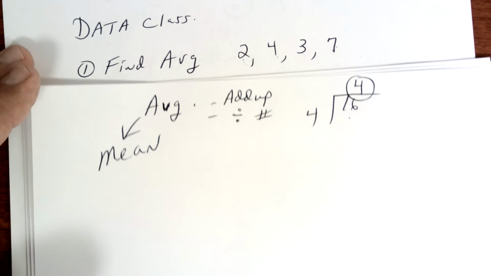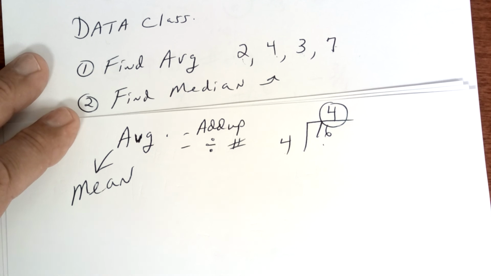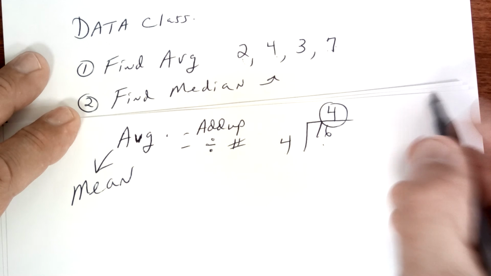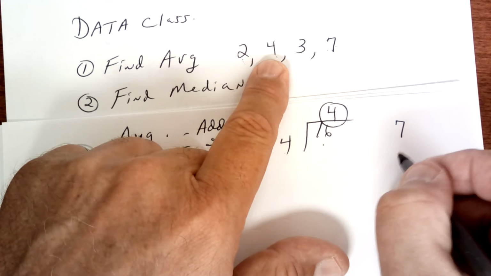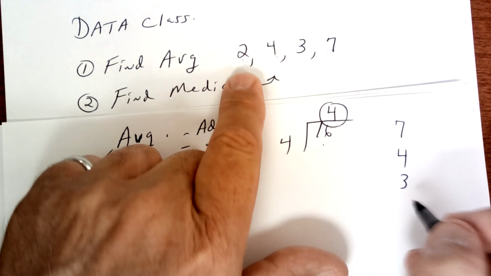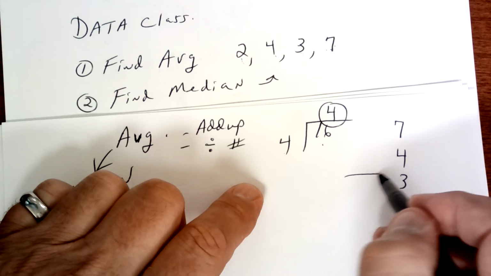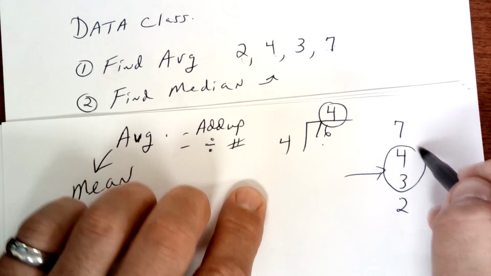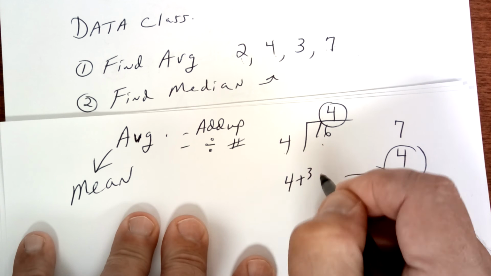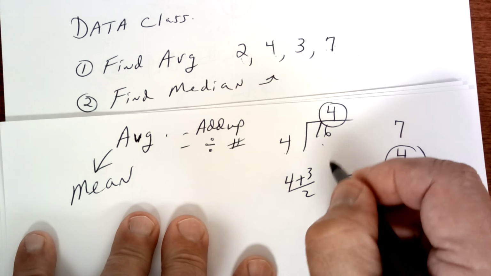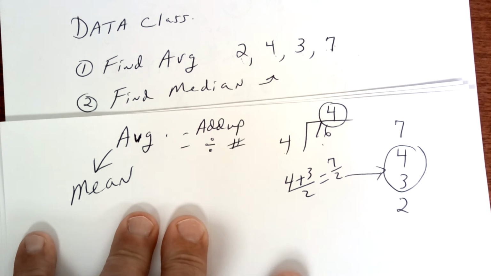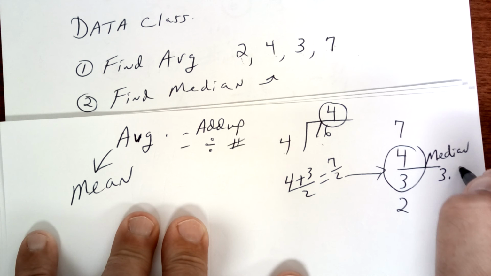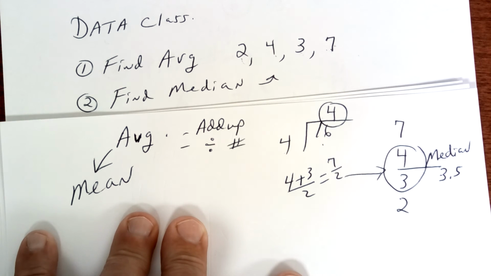All right, the next one. Find the median. Well, for the median, you're going to place them in order. So you're going to put the highest one here, the next to highest, in order, from high to low, and you're going to pick the one in the middle. Well, there's not one in the middle. So you're going to add these up, and you get 7, and then divide by 2. So 7 divided by 2 is 3.5. So the median is 3.5. Okay? If you have a calculator, you can use it.